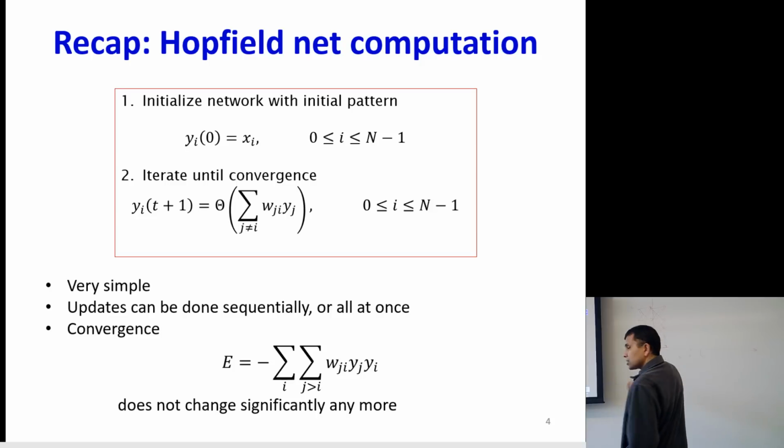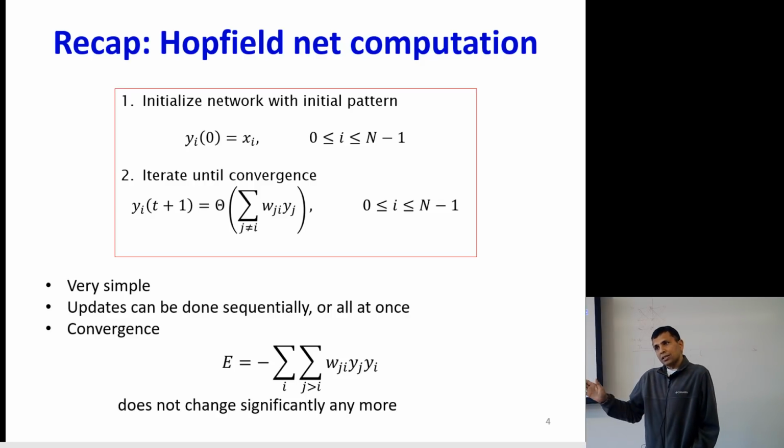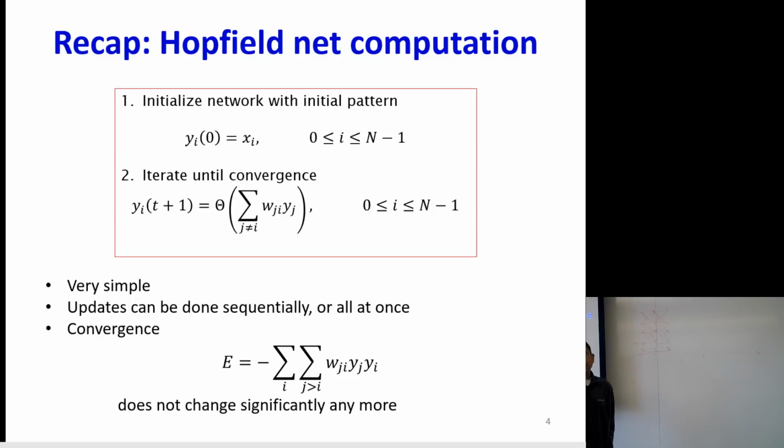The reason this is not your standard recurrent neural network is that we don't have a predefined number of steps that the system is evolving to. It's going to continue till it stops. Now this evolution will continue till the energy converges. It doesn't change anymore.